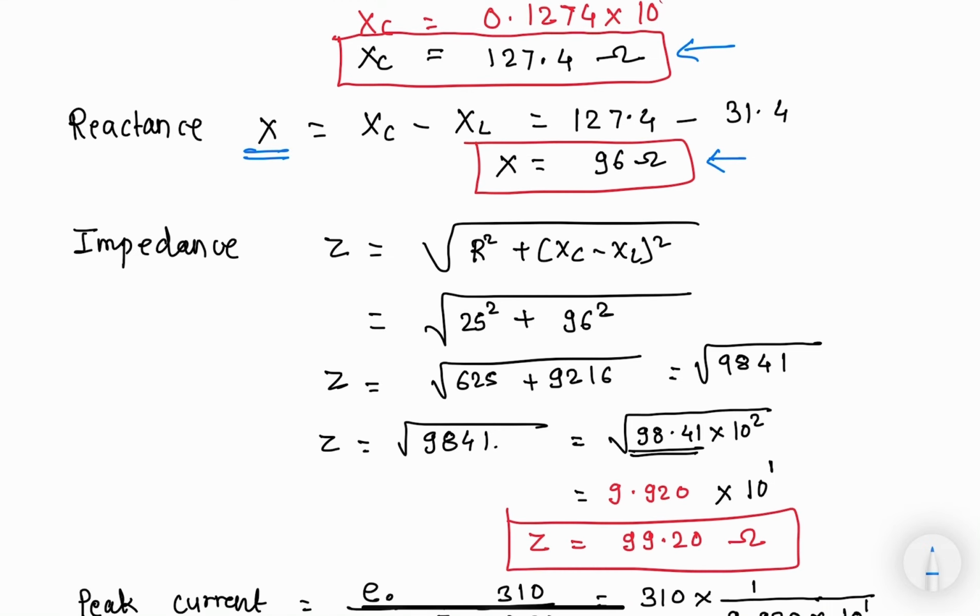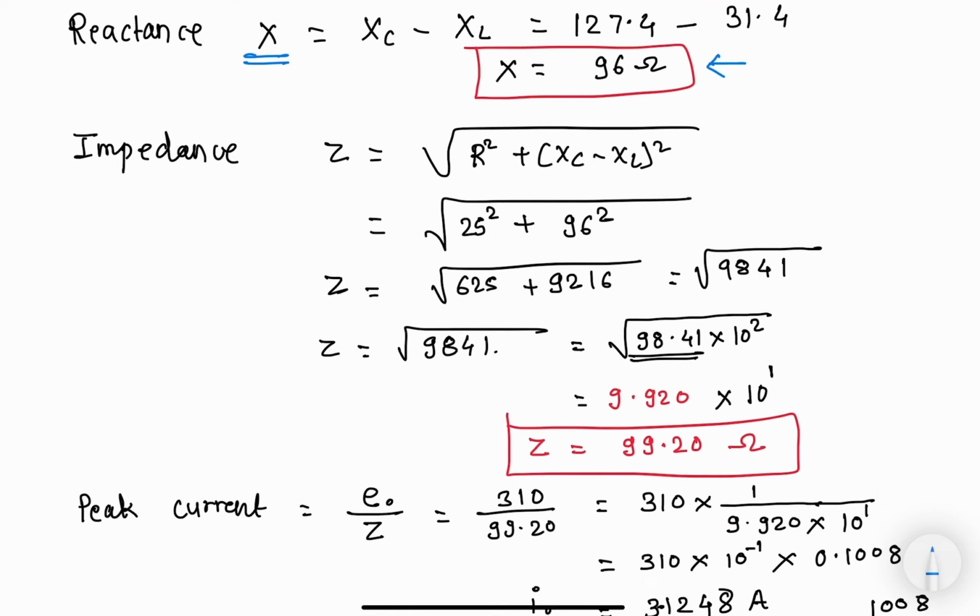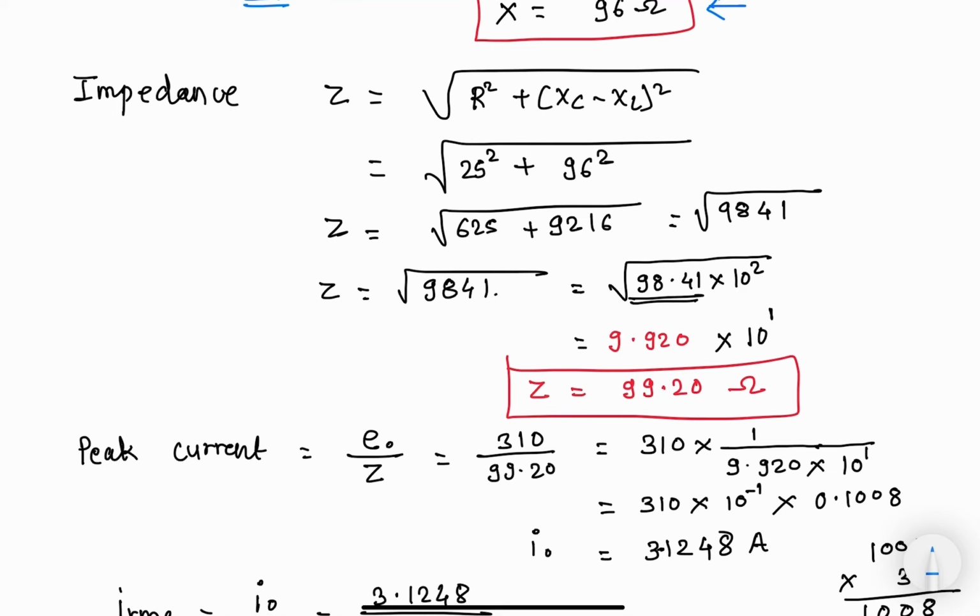Now calculate impedance. Impedance formula is under square root of R square plus (XC minus XL) bracket square. R square value is 25 square. X value, that is 96 square. 25 square is 625. 96 square is 9216. And that's why their answer is 9841.